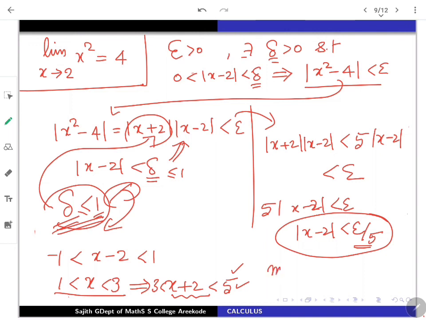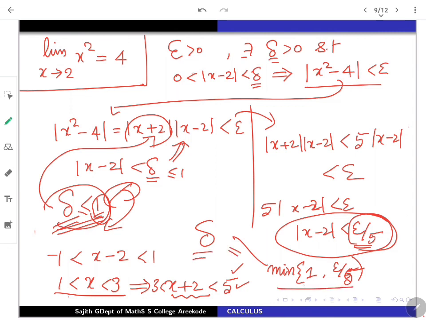So the next step is, you look at the minimum of this one, which we have already done, and this evaluation we made according to this condition, that is epsilon by 5. Just look at which is smaller, and make that delta. So you define delta as the minimum of these two. Certainly in that situation, the whole quantity mod x square minus 4 is going to be less than epsilon, which is what is required. This is how the proof goes.